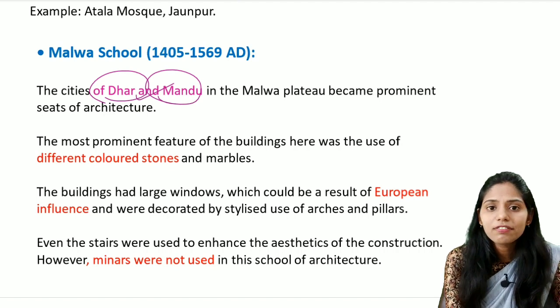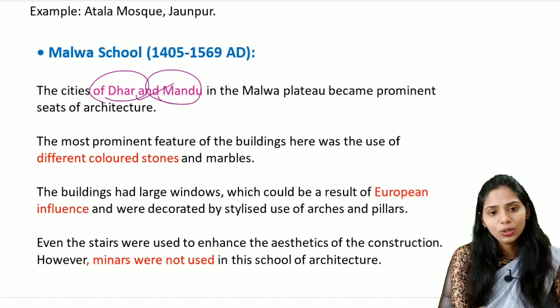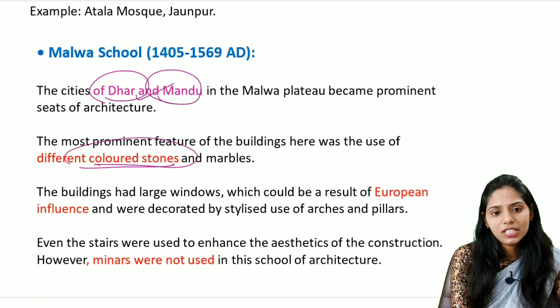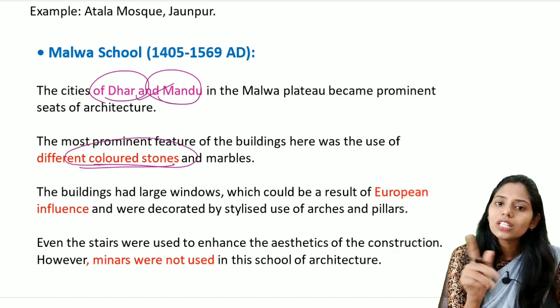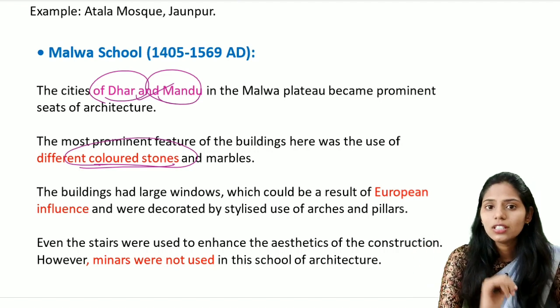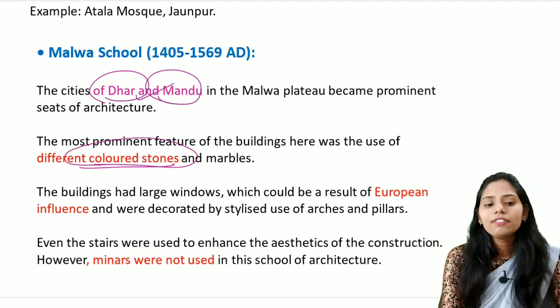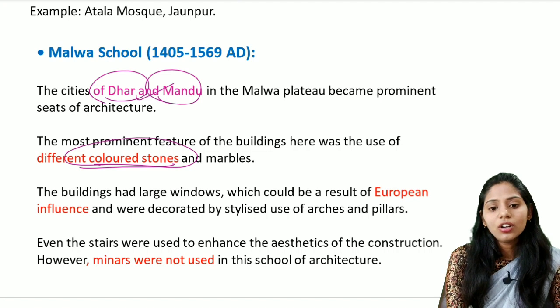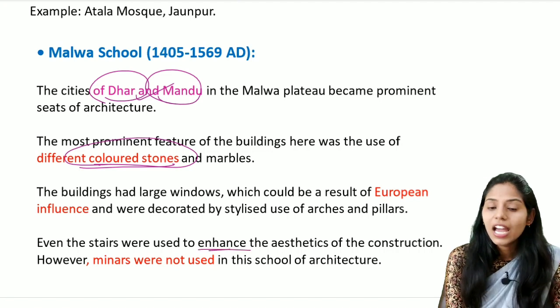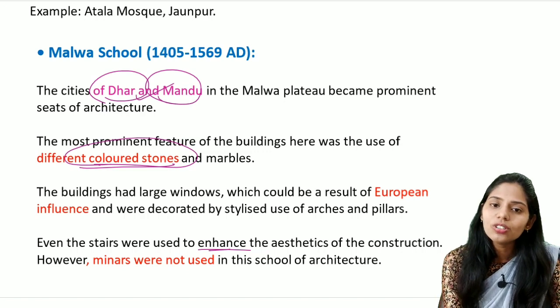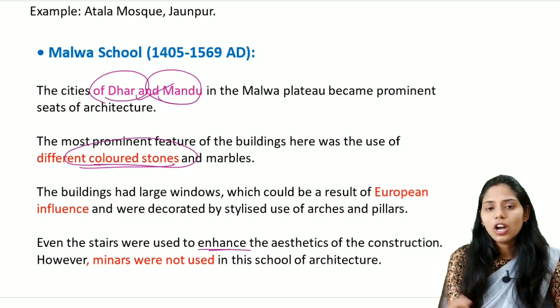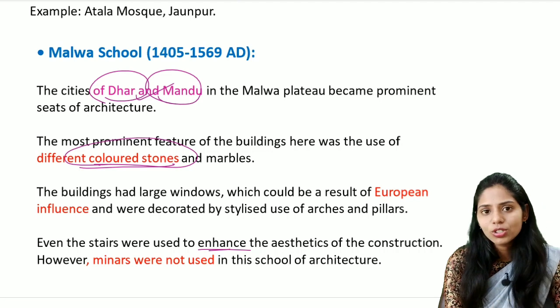The most important feature of this Malwa school is that they used different colored stones. We also see a European influence in this Malwa school. Even the stairs are used to enhance the aesthetics and also the construction. And in this school also, the minars were not used. In Jaunpur they are not used, and in Malwa also they are not used.